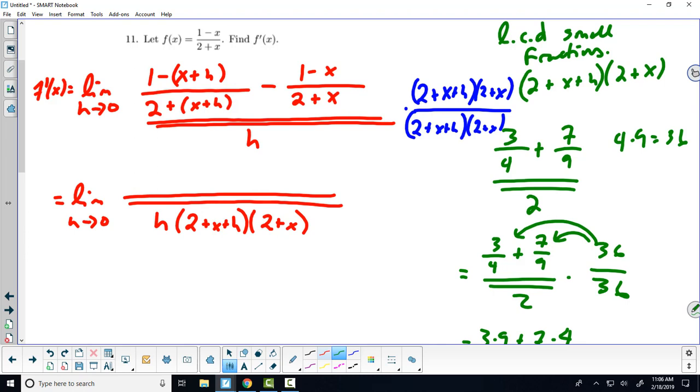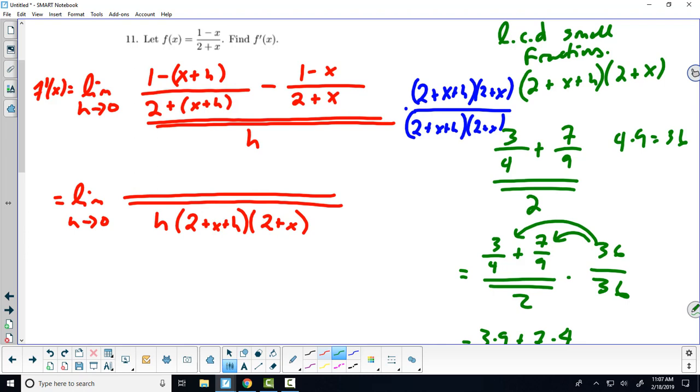Does everyone see how I got this line right here? I said I'm going to take this denominator and multiply it to h. Everyone okay with that? This is the hard part for some people to see. I'm now going to distribute this numerator to both terms. When I distribute the numerator to the first term, notice that these two factors cancel.